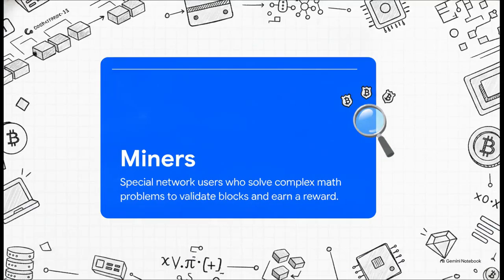So, to stop those ultra-fast computers from just instantly rewriting the chain, the network employs what we call miners. You can kind of think of miners as the network security guards. They are special users who run complex cryptographic algorithms to solve incredibly difficult math problems. And it's only when that problem is definitively solved that the new block can be verified and added to the chain. Now, for putting in all that hard computational work, miners actually get rewarded with newly generated cryptocurrency.